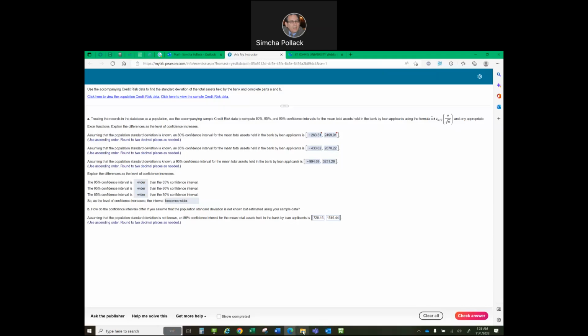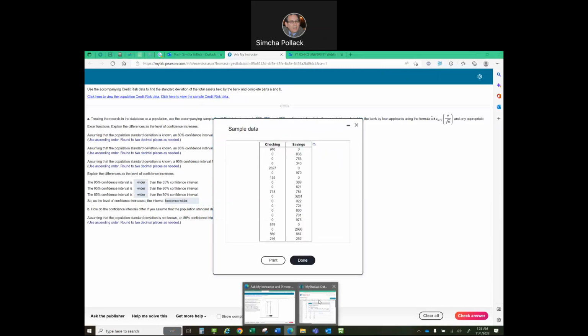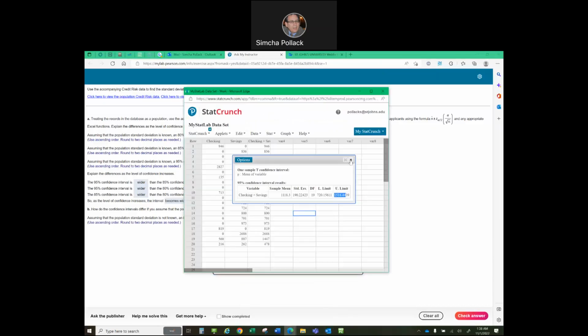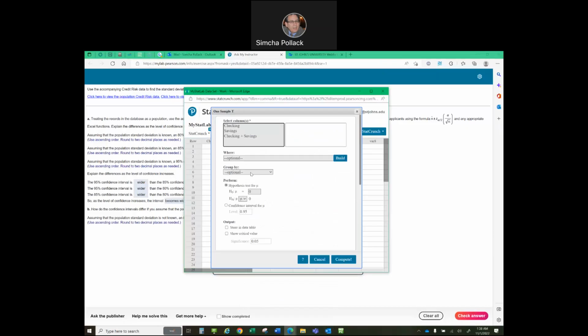They want 80% confidence interval. We can do this really quickly. So we're going to go here. Well, we have the data already. It's here. We are going to start again. We have the sum, so we're just going to go to stat, t-stat, one sample with data, this variable, confidence of 80.